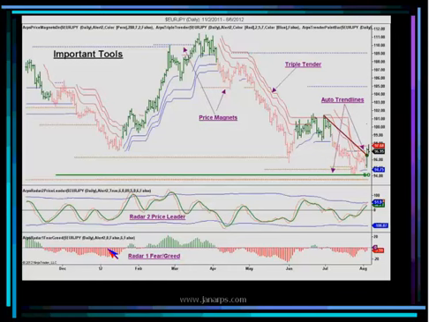This is a tool that is a histogram that shows the strength of the buyers and the strength of the sellers. Basically, the green upward pointing bars show the strength of the buyers, and the red downward pointing bars show the strength of the sellers.